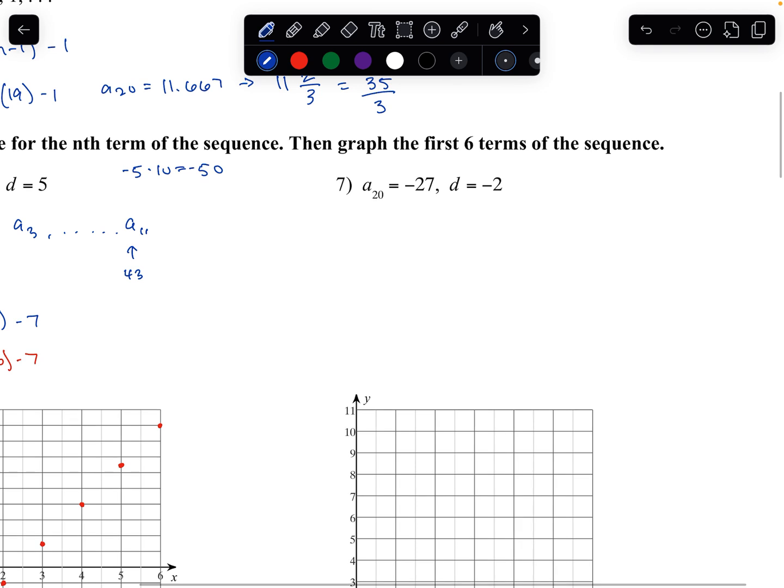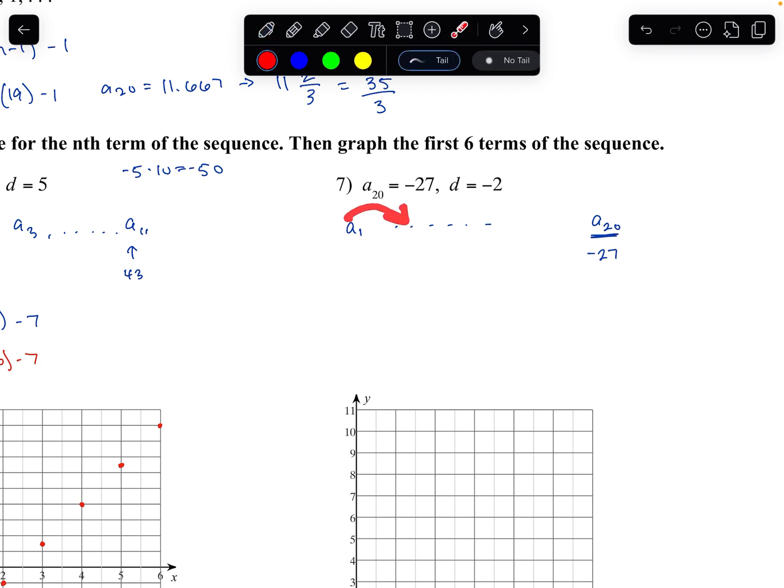All right, so here we have the 20th term, a sub 1 all the way to a sub 20, which would be -27 for the 20th term. The common difference is -2, meaning I would subtract -2, subtract -2. I would have to subtract -2 26 times to get here, so I would have to add 2 26 times in order to get to the first term.